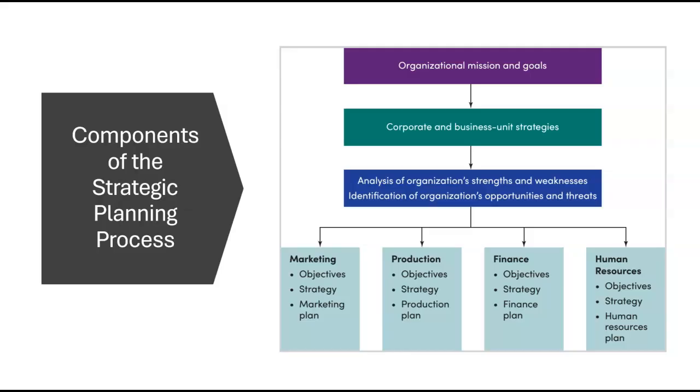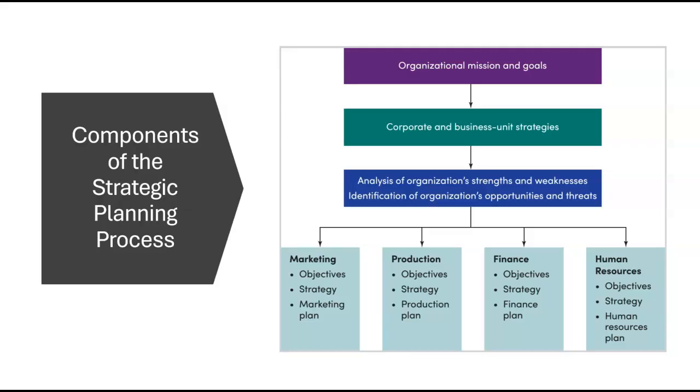Then you have the analysis of the organization's strengths and weaknesses, and identification of the organization's opportunities and threats. We have the market. This breaks it down into the different departments, which are marketing, production, finance, and human resources. And then each of these departments, as you can see, has its own objectives, its own strategy, and then, of course, its own plan.